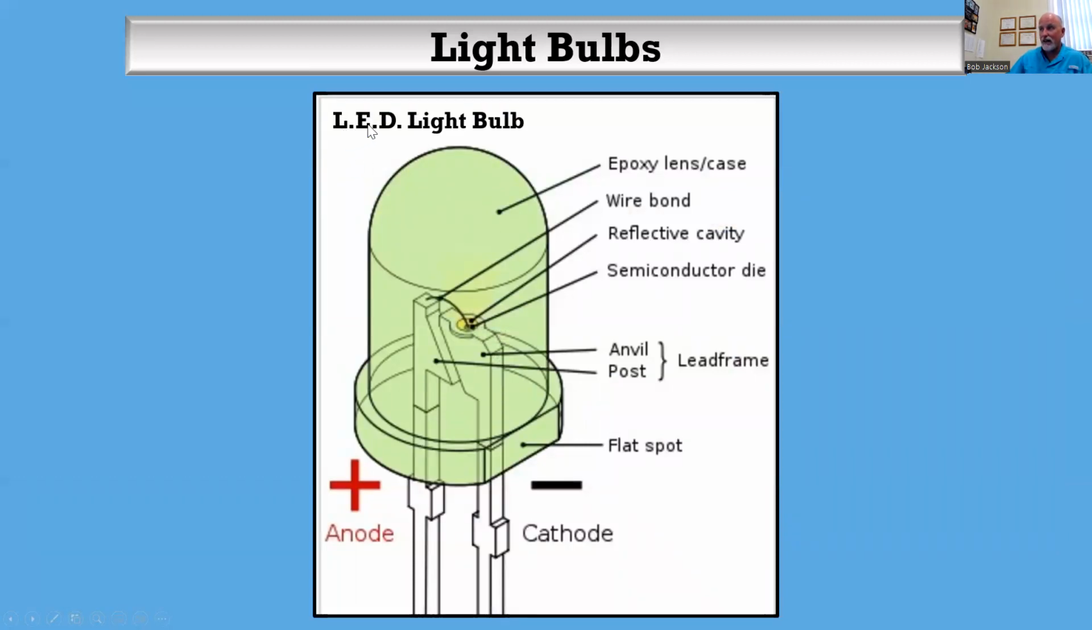LED is light emitting diode. These are by far the most energy efficient because it requires very little energy to make this happen. You have a diode down here in the bulb, not a filament. A diode is made up of a semiconductor. When you turn electricity on, you get a buildup of electrons here and a buildup of electrons here, and they jump across this gap. When those electrons jump across the gap, they emit light, and that's all it is.